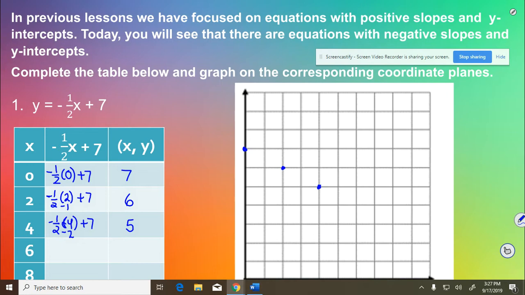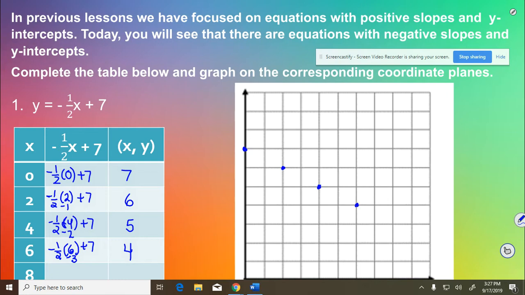Now I can plug in the 6, so I have negative 1/2 of 6 plus 7. Again, cuts the 6 in half, makes it 3, but I have to keep the negative, so it's negative 3 plus 7, which is the same as 7 minus 3, or 4. Graphing that, we go right 6 and up 4.